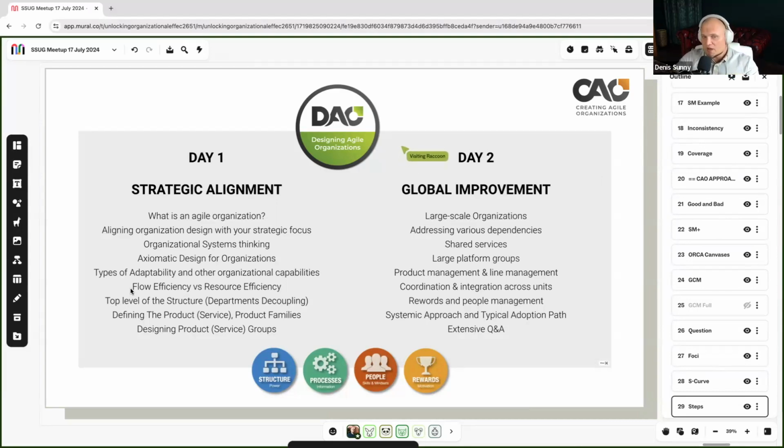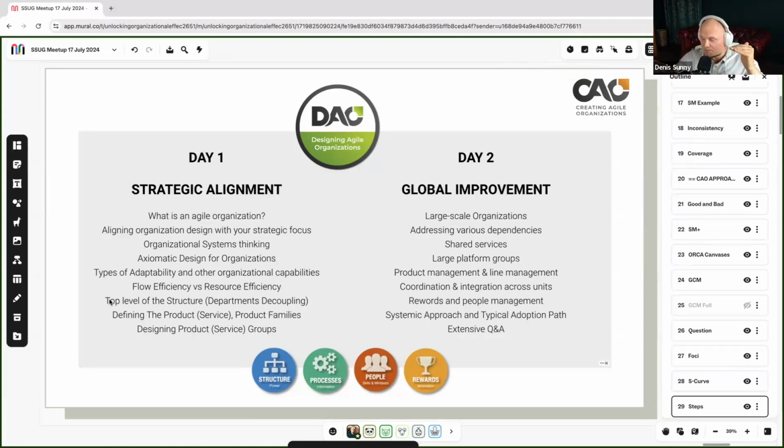What we do here, we do not just educate, but we give you the opportunity to do practical exercises in mixed groups, so that you can look at this from the perspective of other organizations. And also we give suggestions about how to approach, not versus, but how to approach the natural intent to have both flow and resource efficiency. Top level of structure. Guys, this is not about team level. I must say, this is about all the levels.